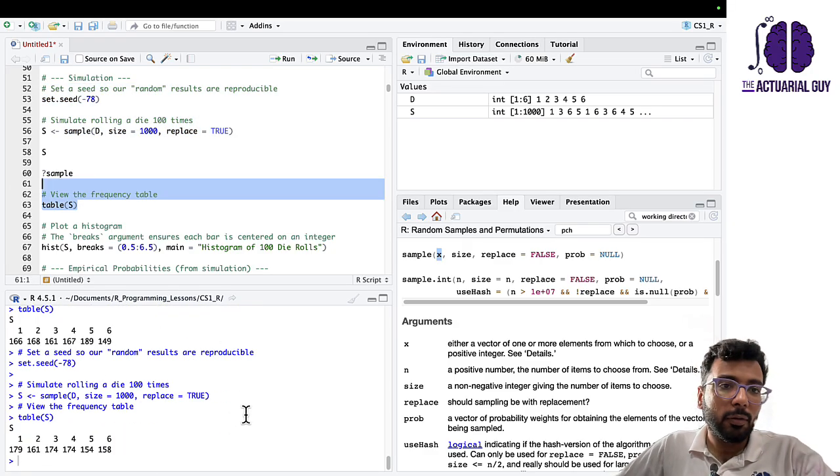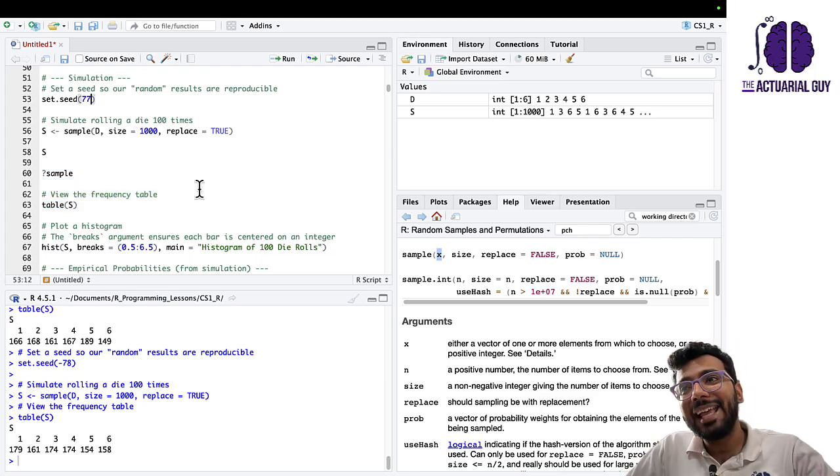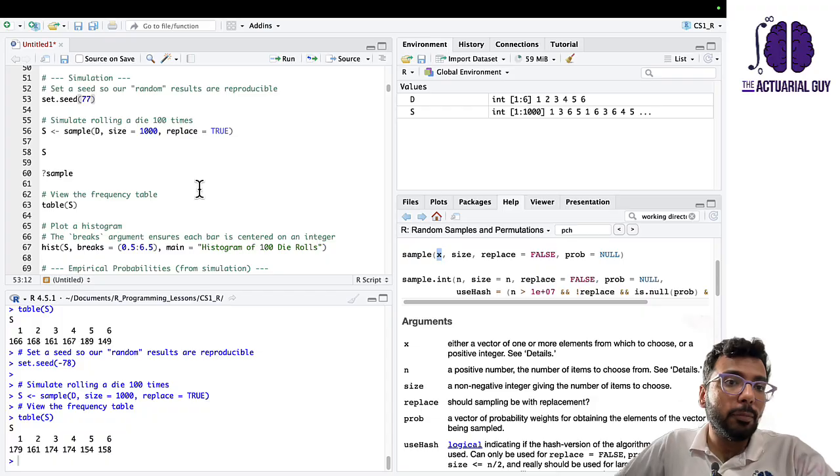A different sample has come out. Okay, so that is how you use set seed in order to ensure that the same sample is reproduced, but always run set seed just before you run your sample line. And then if you want to run it again, run set seed again so that the same sample is reproduced. Okay, this is important to remember.